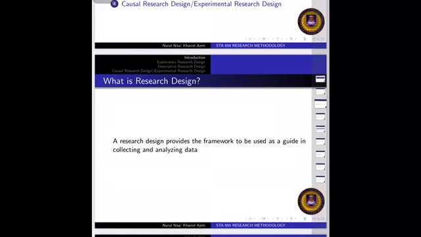Collecting primary data can be accomplished by employing three basic research designs, namely the first one is exploratory research, the second one is descriptive research, and the third one is causal research. So I will describe in detail these three research designs.